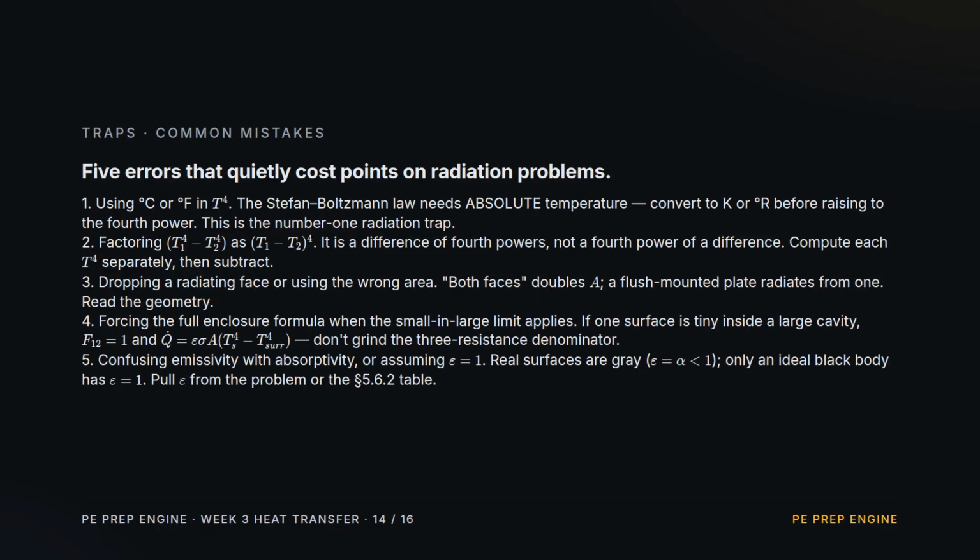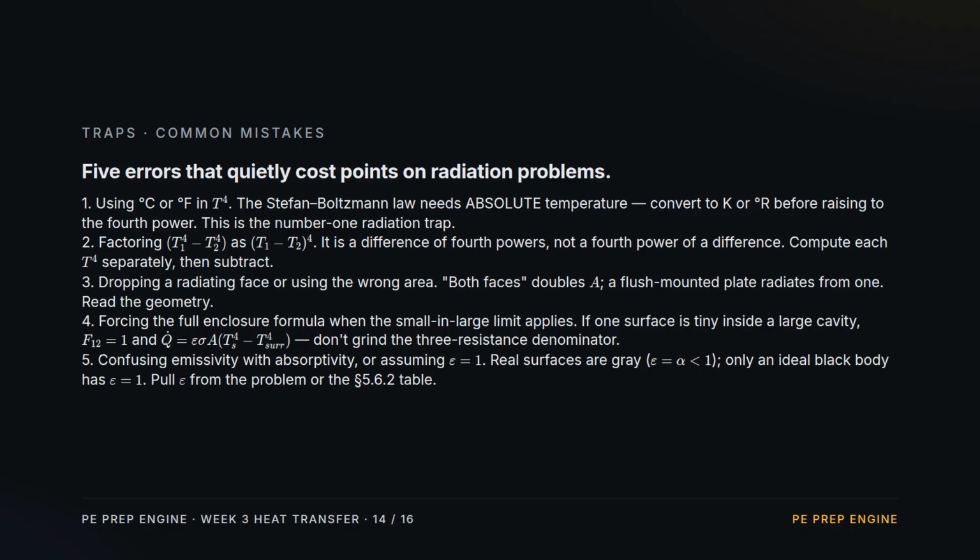5 traps that quietly cost points. 1. Celsius or Fahrenheit in T to the fourth. Stefan-Boltzmann needs absolute temperature. Convert to Kelvin or Rankine before the fourth power. The number 1 trap. 2. Factoring the difference of fourth powers as a fourth power of the difference. It's T1 to the fourth minus T2 to the fourth, not T1 minus T2 all to the fourth. Compute each separately, then subtract.